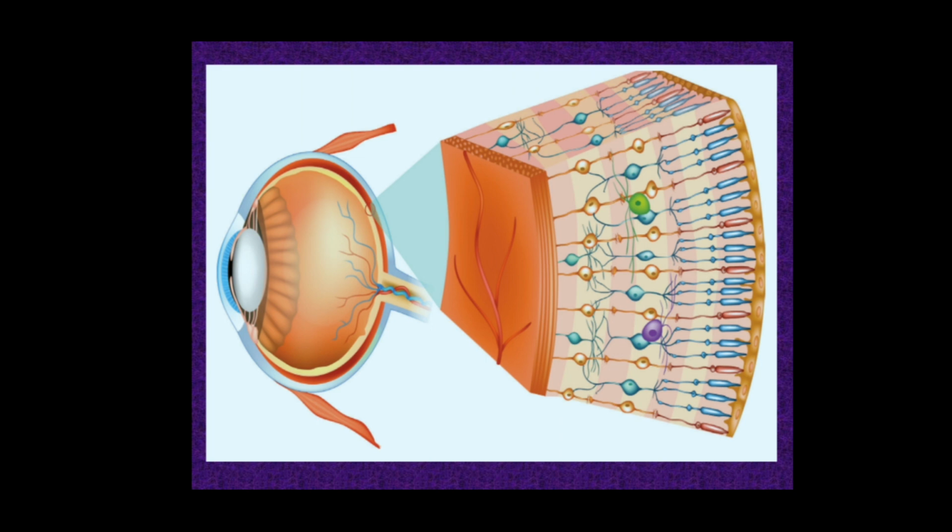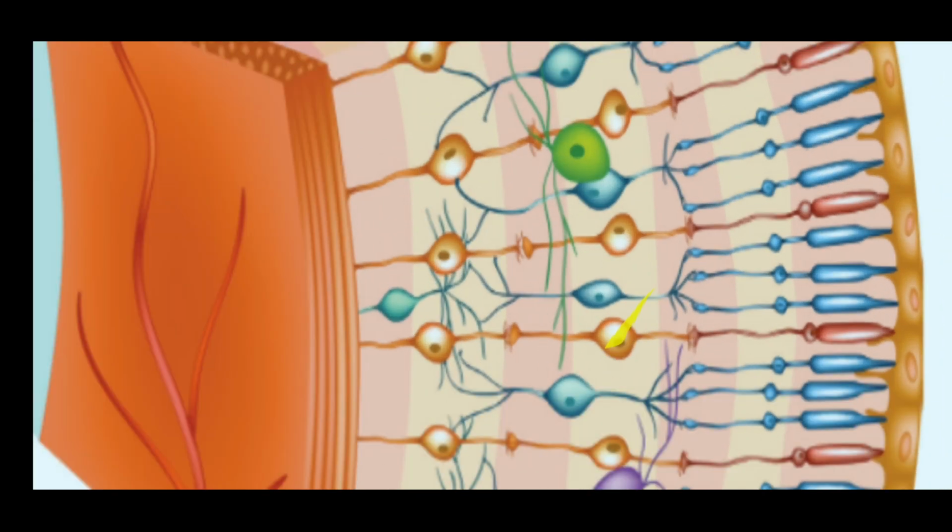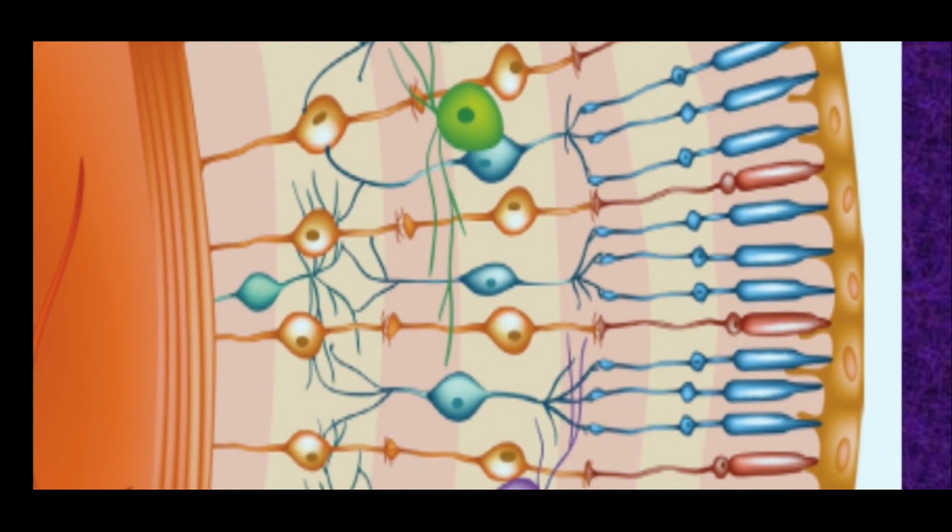So this is the cross section of the retina, where you can see it is connected with the millions of neurons, and they have the endings called special cells called cones as well as rods. So here you can see the red colored structure, that is the cones, and the blue colored structure, that is the rod.